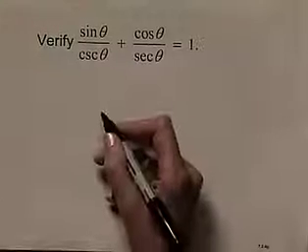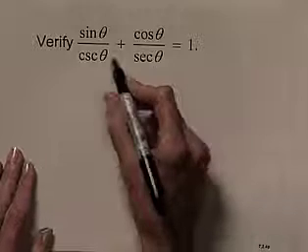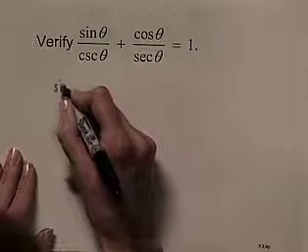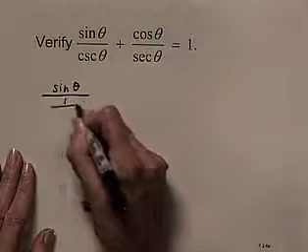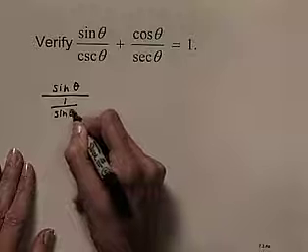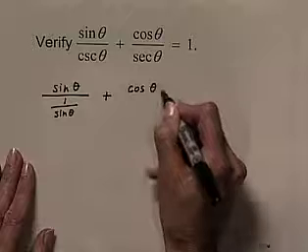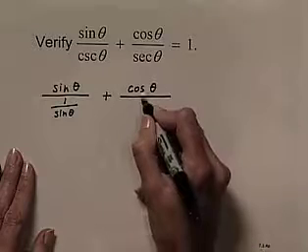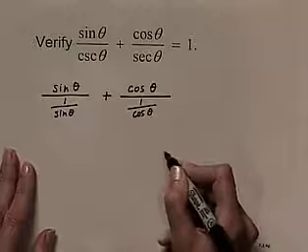Let's begin by looking at the left-hand side of this equation, which certainly is the more difficult side of the equation to work with. We're going to start by noticing that we can rewrite all of the terms here in terms of sine and cosine. Now, our numerator remains sine of theta. We're going to have our denominator rewritten as the reciprocal of sine of theta. Add that to the fraction where the numerator remains cosine theta. The denominator becomes 1 over cosine theta, since secant is the reciprocal of cosine.